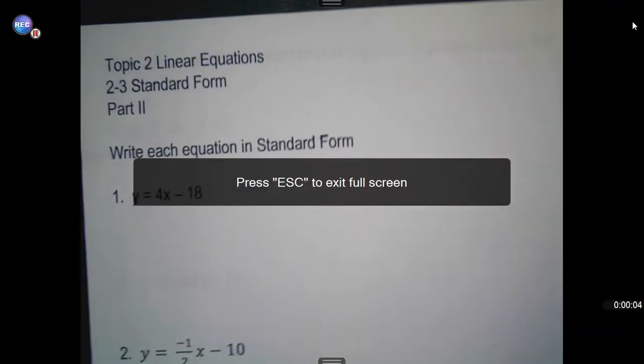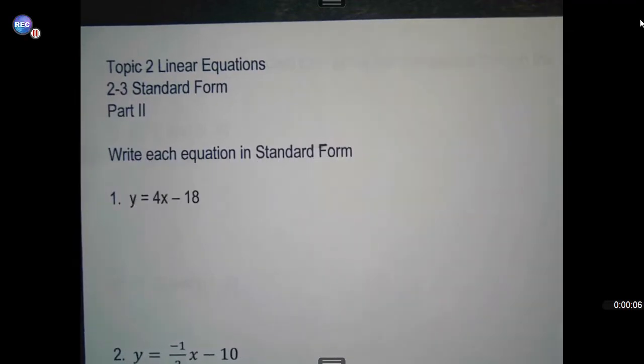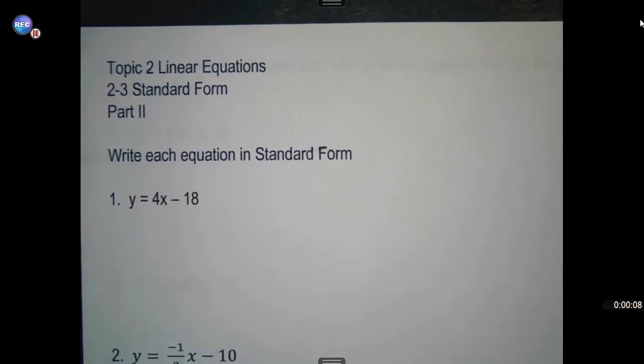This is topic 2, section 3 about standard form, and this is part 2. Two of the things that they want us to be able to do is write an equation that's in slope-intercept form or point-slope form and write it in standard form. And so that's my first 3 examples. And then the other examples, we will give you some information about the line and ask you to write the equation of the line in standard form. So we will work both of those, okay?